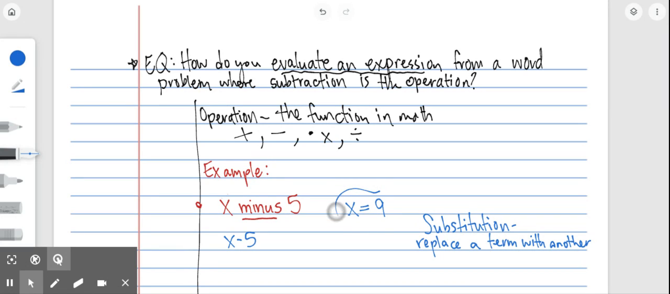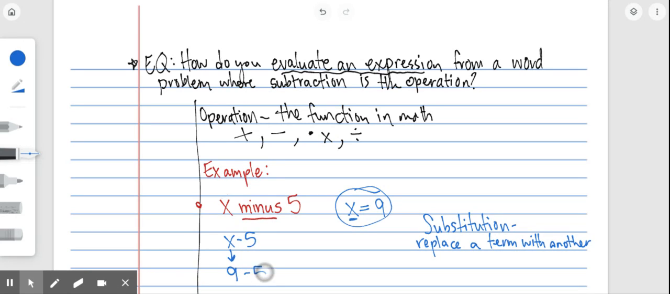So here, I take x equals 9, and anywhere in this expression where I see an x, I'm going to put the number 9 instead. So here's an x, so I put the number 9 instead, and I make this 9 minus 5. And then evaluate, again, means to find the answer to. So 9 minus 5 is 4. So my evaluation is 4 when x equals 9.